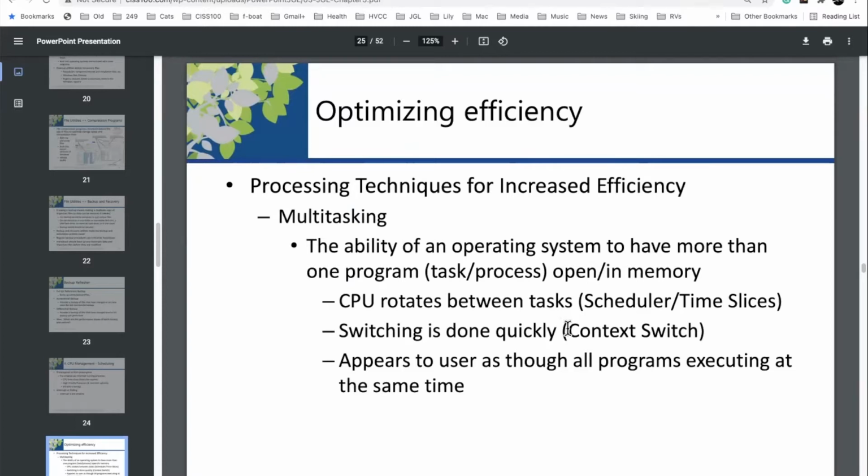This switching is known as a context switch. And this is occurring so quickly, the time slices are 5 milliseconds, that the user isn't even aware of it. It looks like everything is occurring as if we had many different CPUs, because the CPUs, as we've seen, are so quick, 3 gigahertz, 3 billion cycles per second.